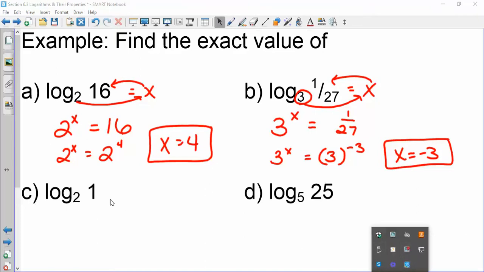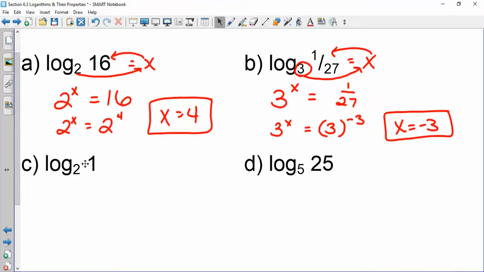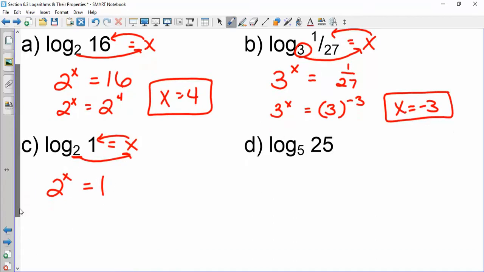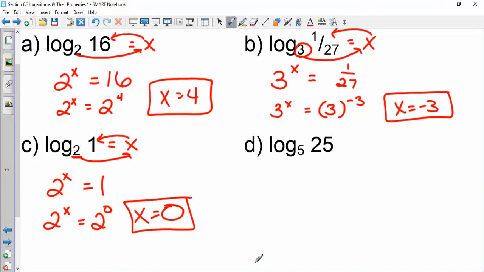If you just want to look at it and evaluate, this is saying 2 to what power equals 1. If you set it up as an equation, your base is 2 to the x equals 1. I'd say probably half of you did this and stopped. If you have to get a common base, 2 to what power equals 1? 0. So our answer is 0 on that one.